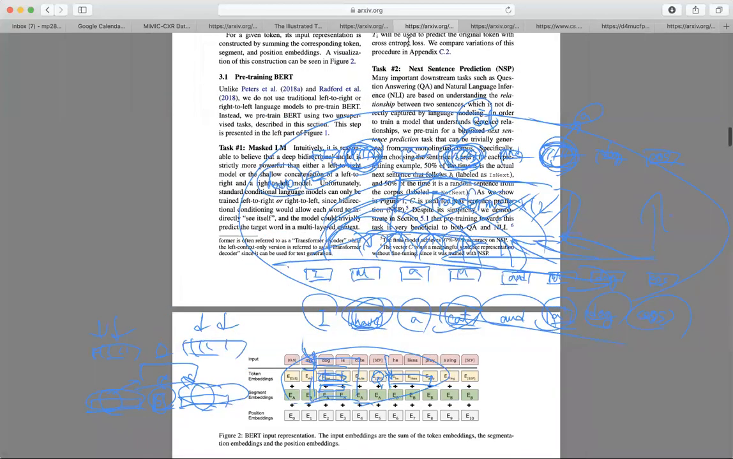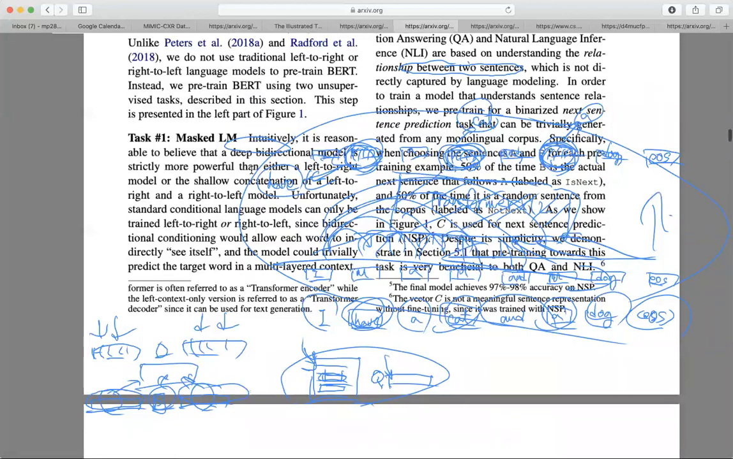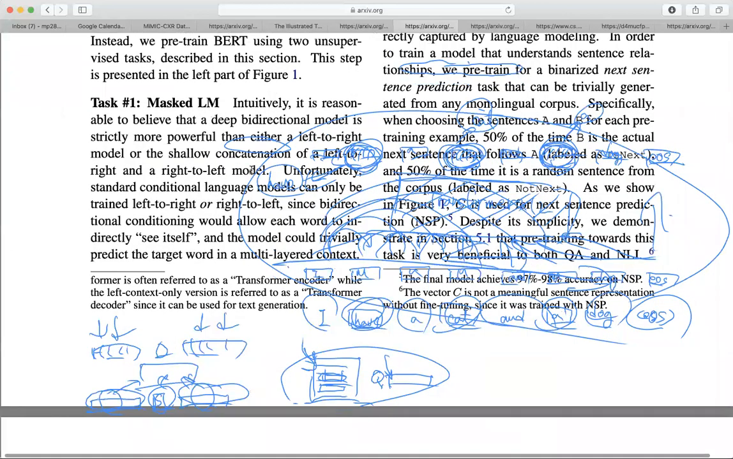Yeah, there's next sentence prediction here. So masked LM is what I described so far: masking a random 15% and then trying to predict its identity. Next sentence prediction is, given these two sentences, are they actually consecutive sentences?